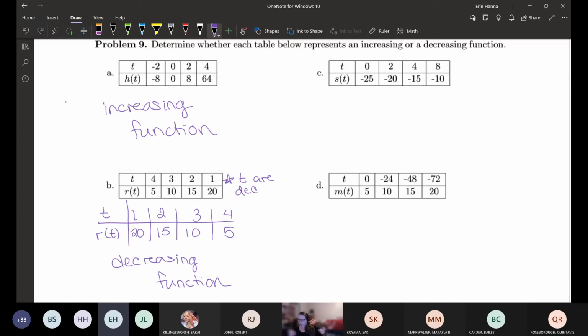For part C, looking at our t values, they are increasing already, so we don't have to do any rearranging. That's great. And our s of t values have negatives, and remember negatives can be a bit weird, so triple check your brain with negatives. Going from negative 25 to negative 20 is increasing and continues on for the rest of them, negative 20 to negative 15 and negative 15 to negative 10. So those s of t values are increasing. So this is an increasing function.